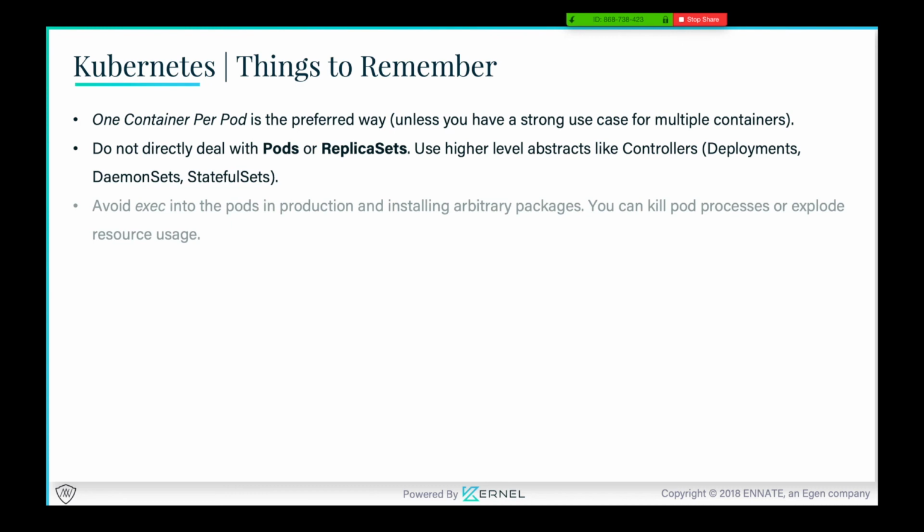Automate everything. Avoid executing directly into pods, especially in production, because if you start installing all these arbitrary packages on those running pods, you may end up killing the process and losing the pod, or maybe you install too many things there on a running pod that it can explode or exceed your resource usage, and then Kubernetes will kill that pod.